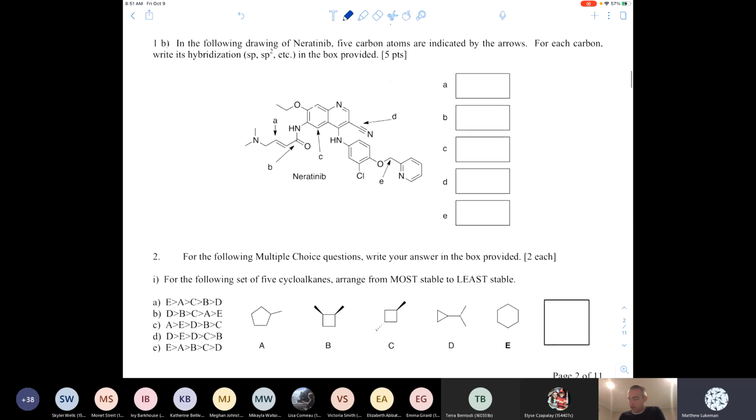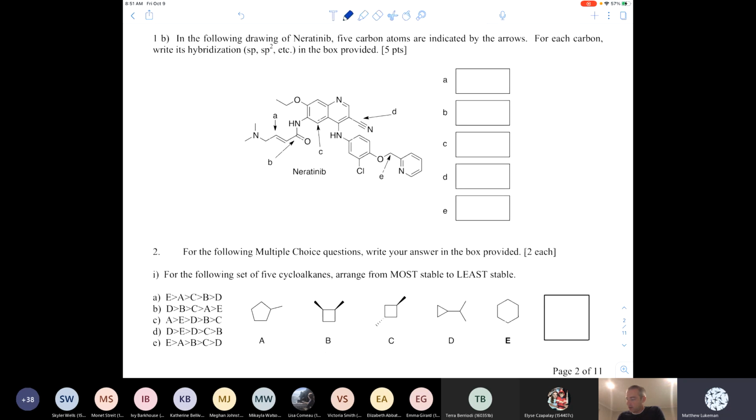Here's a related question. In the drawing of neratinib, I've pointed to 5 carbons with different letters, and I want you to give its hybridization. So in this case, if you look at A, we have a carbon that has a double bond and 2 single bonds. That means it has 3 electron groups, and a double bond counts, a single bond counts as well. So we have a total of 3, and that gives a hybridization of sp2.